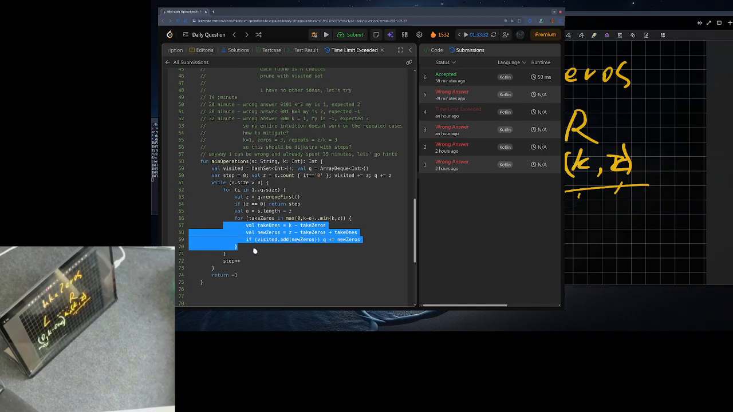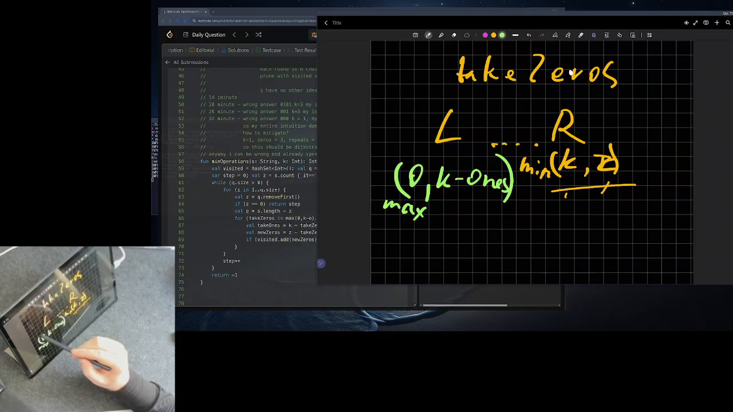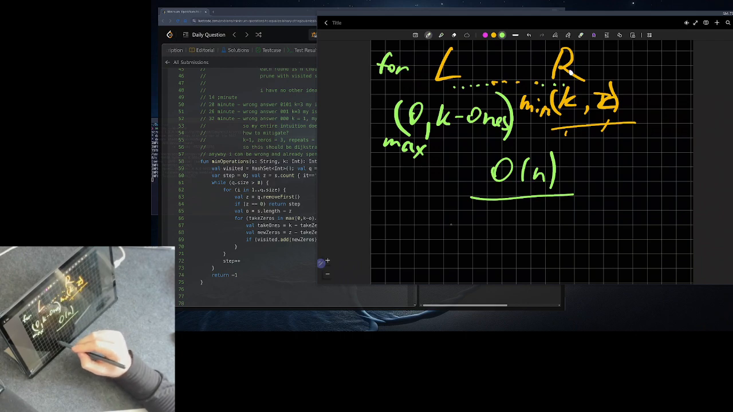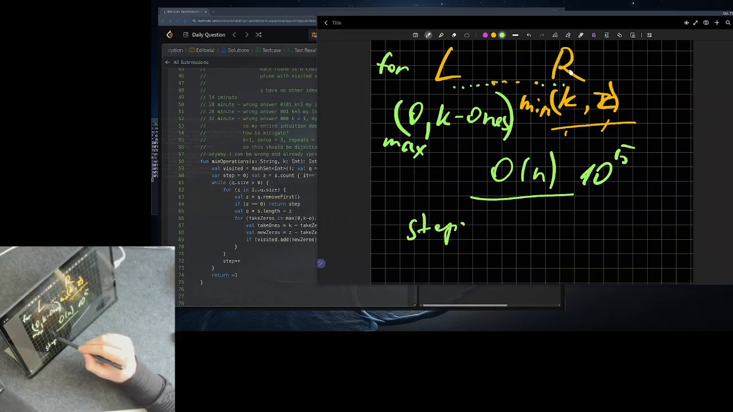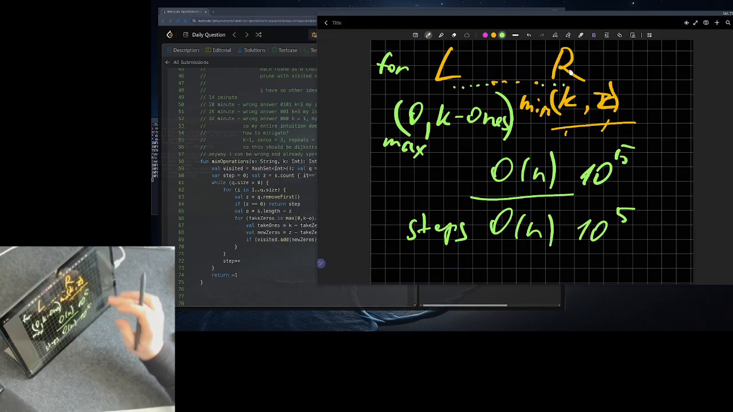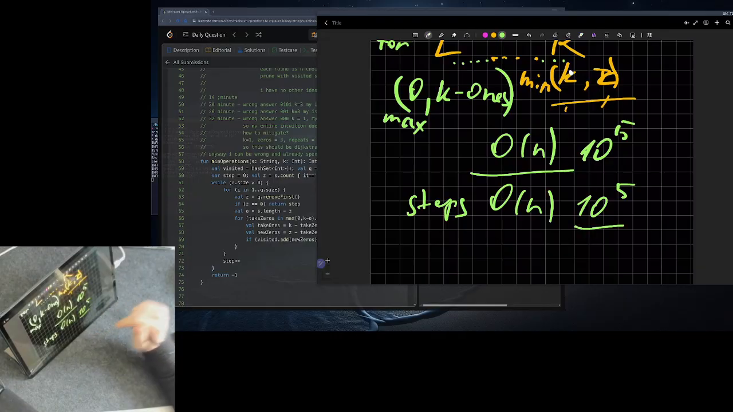So this is a working and fixed solution. However, it still hasn't been accepted because of time limit exceeded, and this for loop from the lower bound to the upper bound of taking zeros can be O of n, and steps 10 to the power of 5, and steps also can be O of n by graph theory, because the shortest path between all the nodes in a graph is at most the number of vertices plus 1.